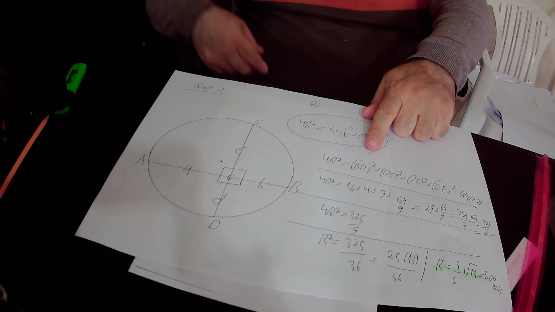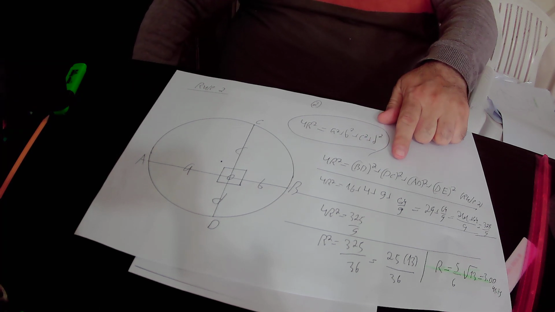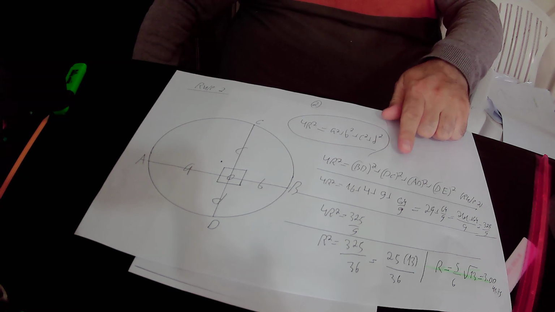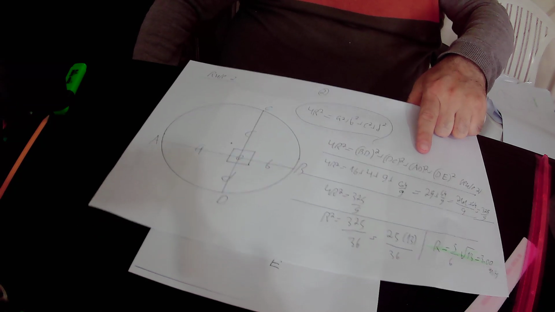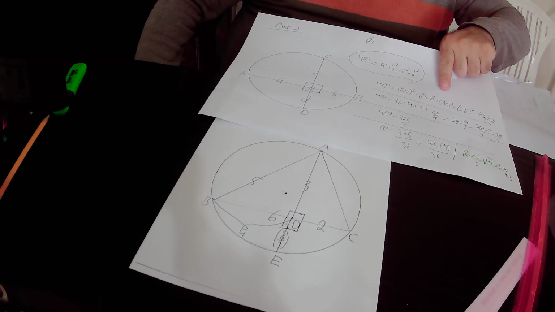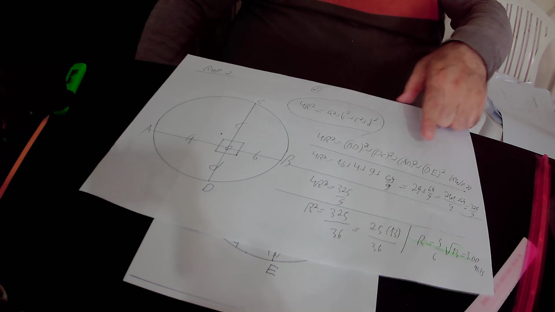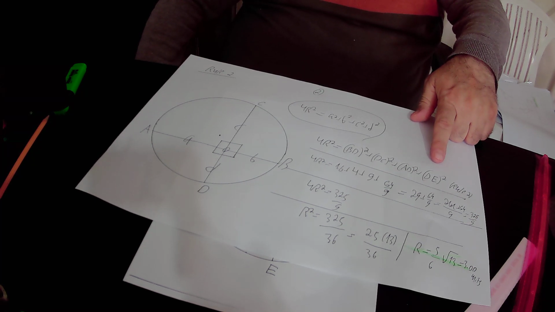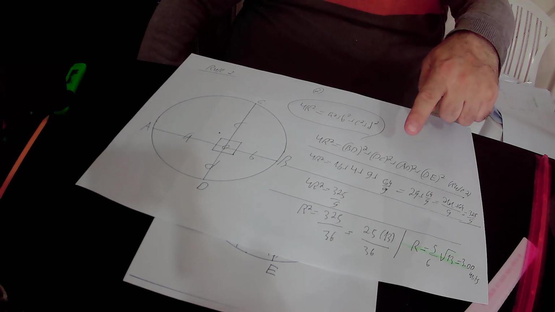So 4 times R squared equals DB squared, DB is 4, so DB squared is 4 squared, that is 16, plus DC squared, DC is 3, so DC squared is 3 squared, that is 9, plus AD squared. AD equals 3, so AD squared is 3 squared, that is 9, plus DE squared. DE equals 8 over 3, so DE squared is 8 over 3 squared, which is 8 squared, that is 64, over 3 squared, that is 9.